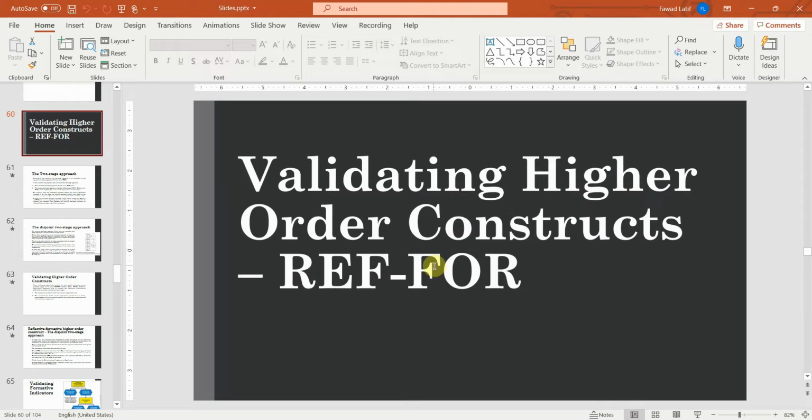Validating higher order constructs, that is reflective-formative. In this session, we are going to talk about how to validate higher order constructs, that is reflective at the lower level and formative at the higher level.